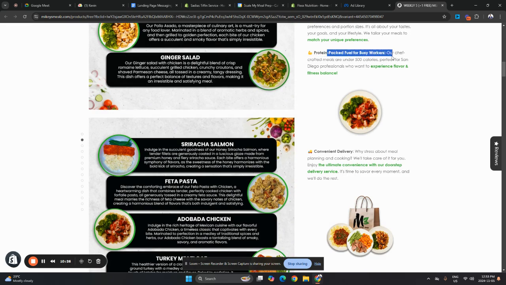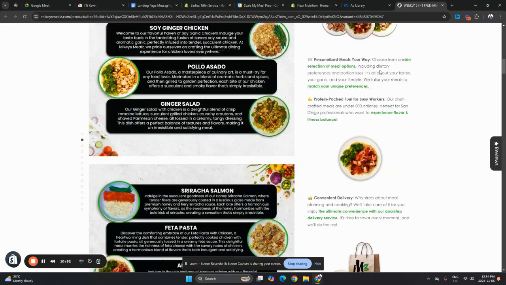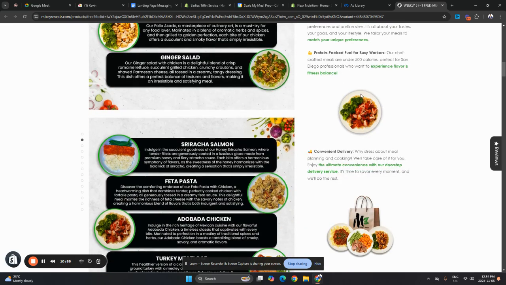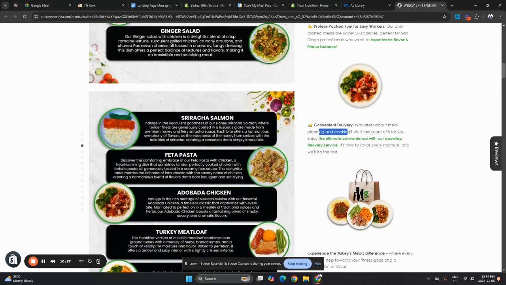Protein packed fuel for busy workers, or chef crafted meals under 500 calories, perfect for San Diego professionals who want to experience flavor and fitness balance. Not bad copy. What I would have done differently over here is maybe explain some of the science about why under 500 calories is super filling, you're going to be full and not want to eat more food, and you're likely to be in a calorie deficit so you can reach your goal, right? And then convenient delivery. I mean, this is straightforward.